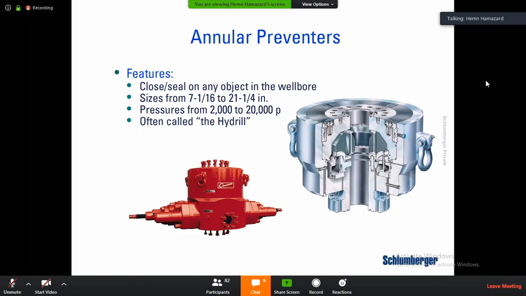The reason we have the annular preventer, rather than just a backup pipe ram or another pipe ram, is that especially when you get to the BHA, you have a stabilizer, which is an irregular shape. It's not a regular shape.